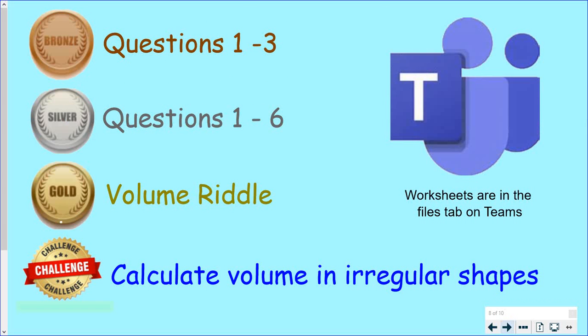So today, questions 1 to 3 are bronze. Silver is doing all 1 to 6. Now the questions are quite quick and easy. In your book today, for 1 to 3, you just need to count the cubes and write your answer. So I'm expecting you to get through bronze and silver quite quickly. I'd really like it if most of you get onto gold today and have a go at that volume riddle, which is quite fun and again shouldn't take you too long.